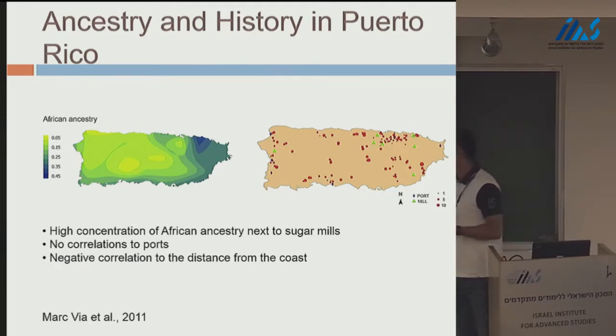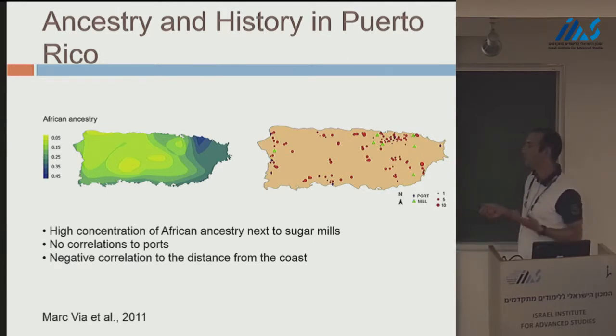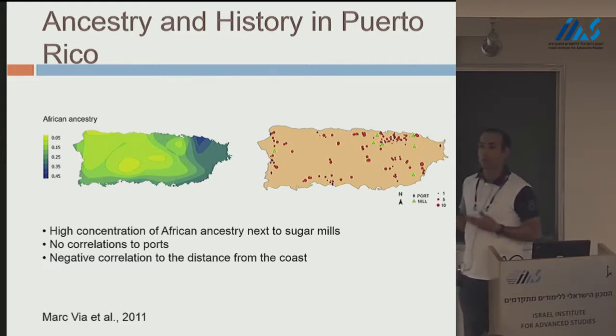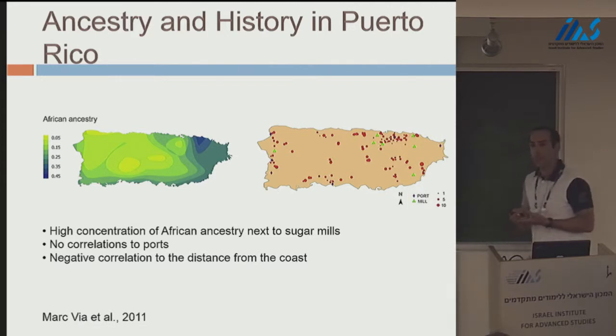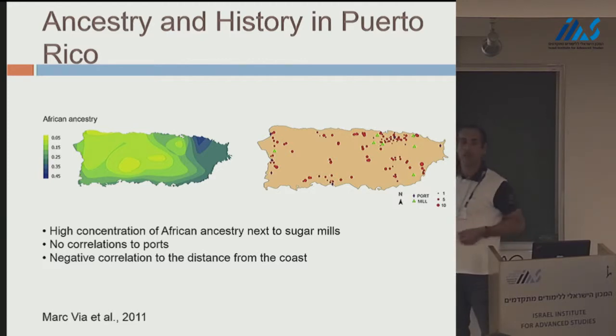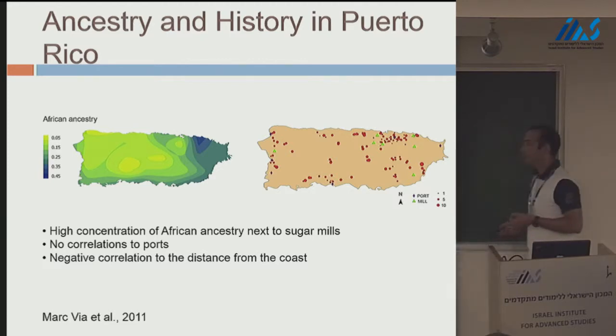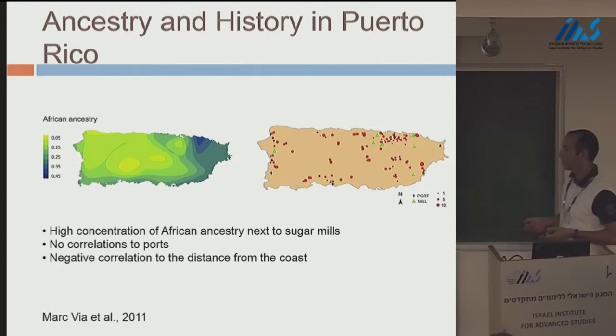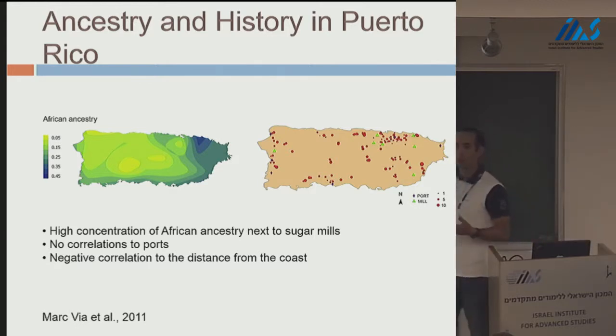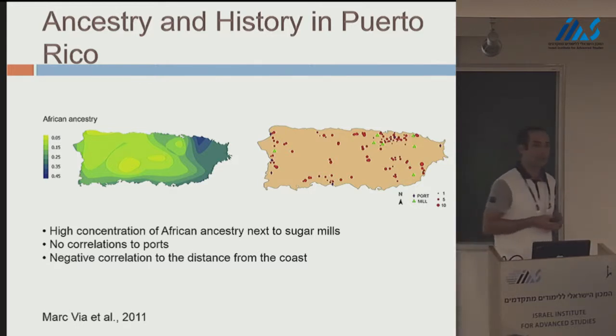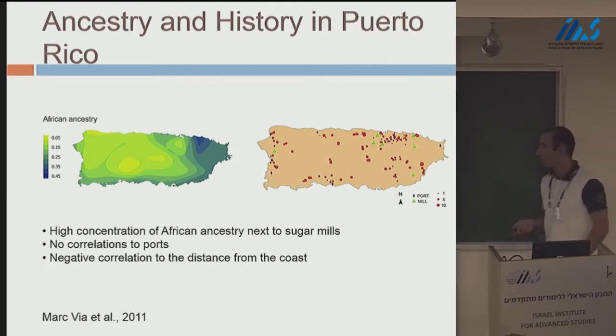For instance, there's a high concentration next to sugar mills. Makes sense. There's no correlation to the ports, which basically means that when they came, they were taken directly to the sugar mills, and didn't stop at camps of slaves next to the ports. And there's a negative correlation to the distance from the coast, which basically means that the Europeans were inland and the Africans were next to the coast.